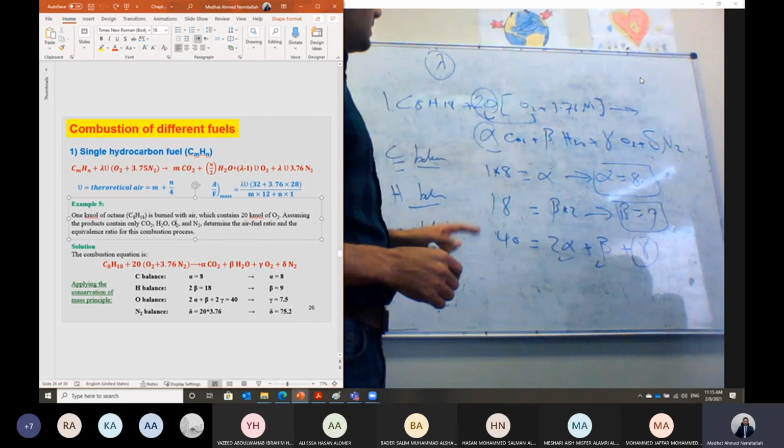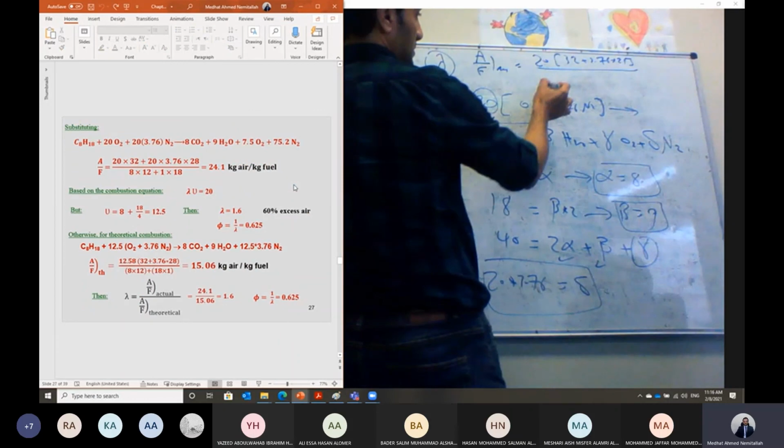But what about the air to fuel ratio, guys? Air to fuel ratio by mass will equal the number of moles, which is 20 multiplied by (32 plus 3.76 by 28), divided by the number of moles of the fuel, which is 1, multiplied by the molecular weight, which is 12 by 8 plus 18 by 1. That should be the air to fuel ratio, about 24.1. This is the actual air to fuel ratio.